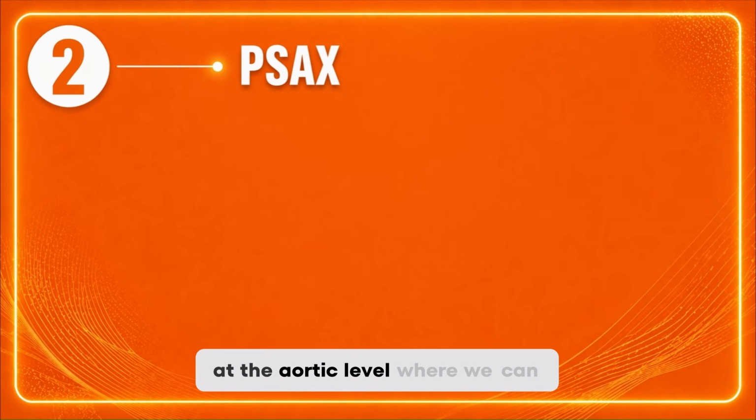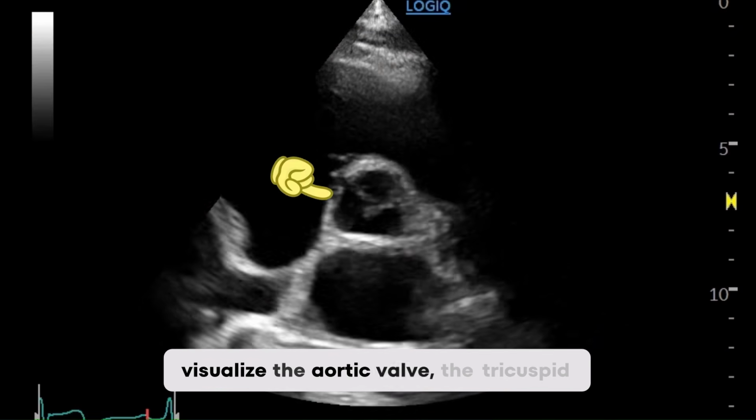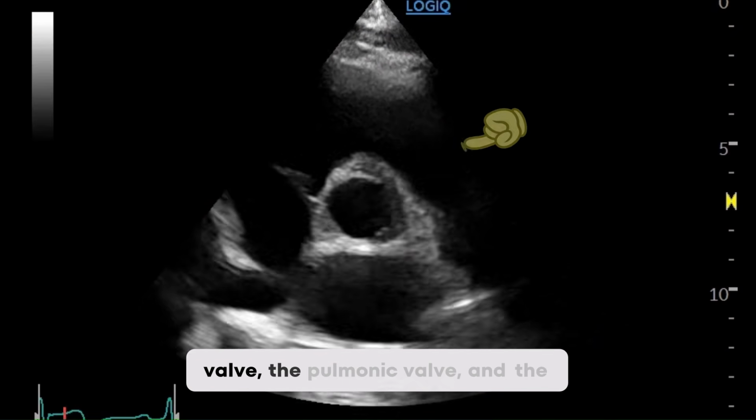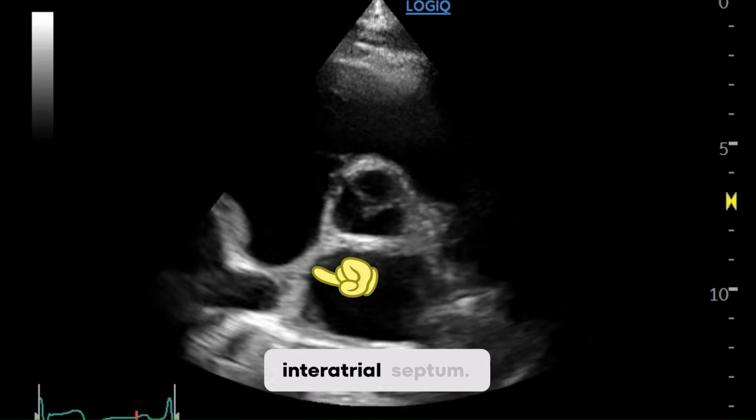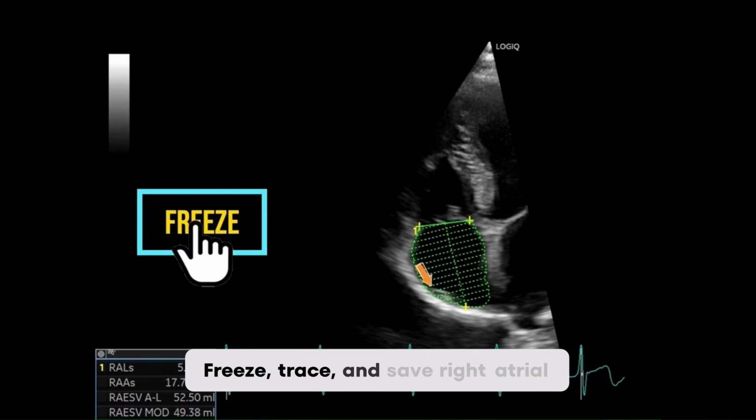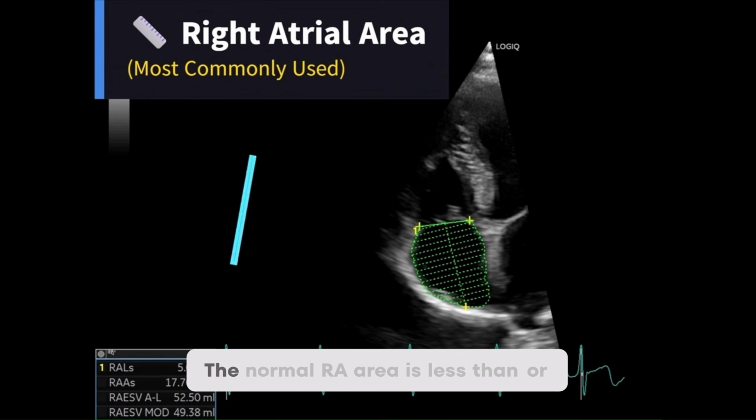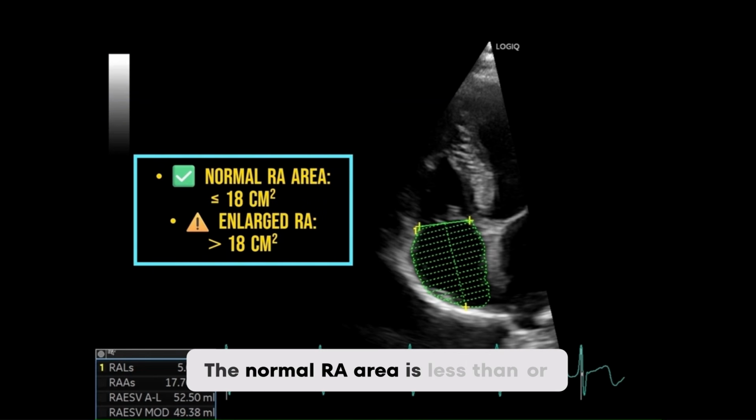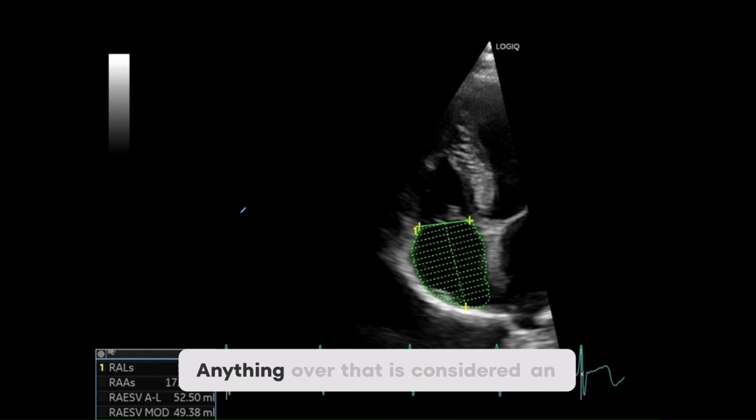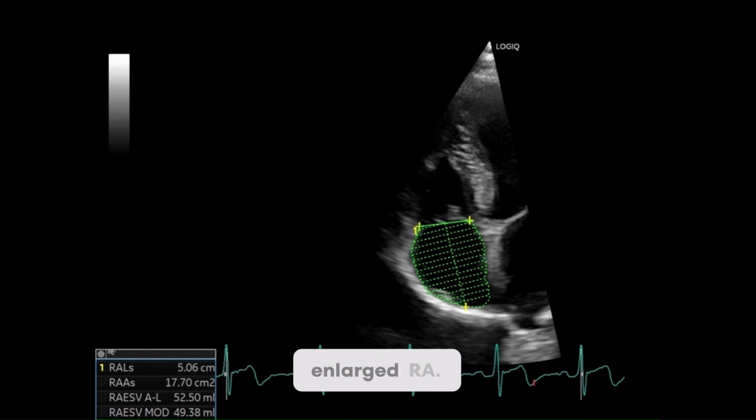Start at the aortic level where we can visualize the aortic valve, the tricuspid valve, the pulmonic valve, and the interatrial septum. Freeze, trace, and save right atrial measurements at end systole. The normal RA area is less than or equal to 18 centimeters squared. Anything over that is considered an enlarged RA.